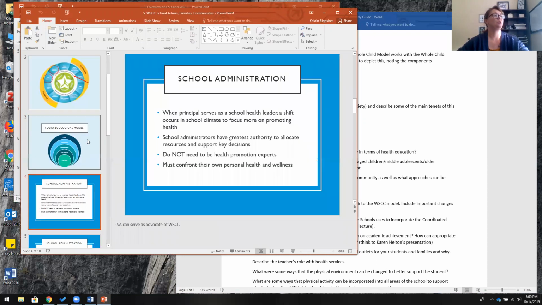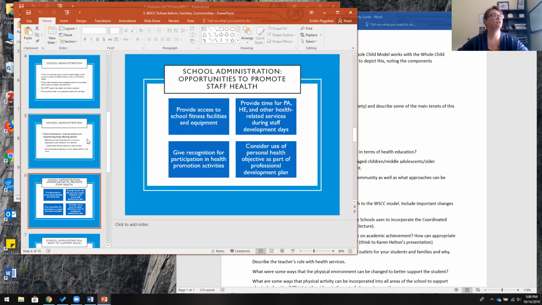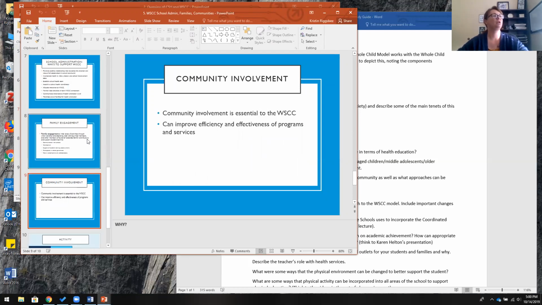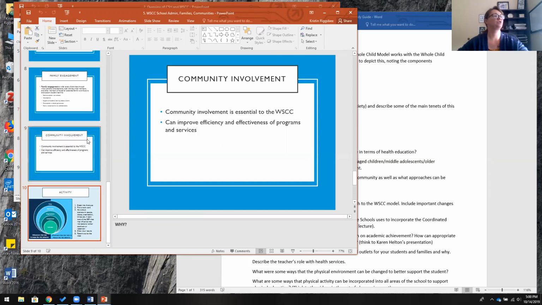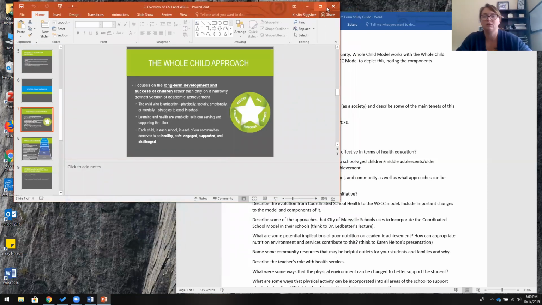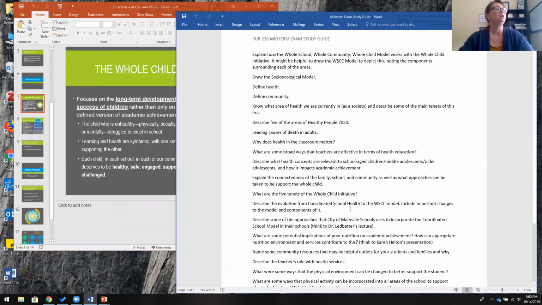Thinking about the socio-ecological model, thinking about who serves as the school health leader as far as school administration, but then talking about how community and family involvement can actually look in that setting. And there was a particular article that you read, or you should have read, called Supporting the Whole Child, and you can find that under your readings in the lessons, and that one should help you answer that question. So listing out the 5 tenets of the Whole Child Initiative would be really helpful.